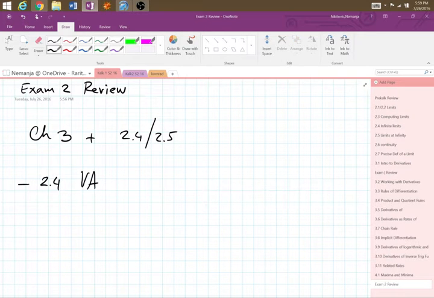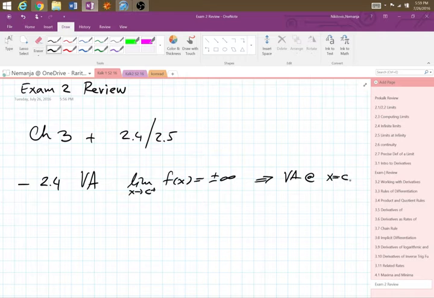2.4, vertical asymptote: the limit as x goes to a value c, either from the plus or minus side, of the function f of x gives us positive or negative infinity, which implies a vertical asymptote at x equals c. So you either approach from the left or right and you get one of the infinities. That was the definition for vertical asymptote, and you were supposed to do that limit to prove that there is a vertical asymptote at a given x value.